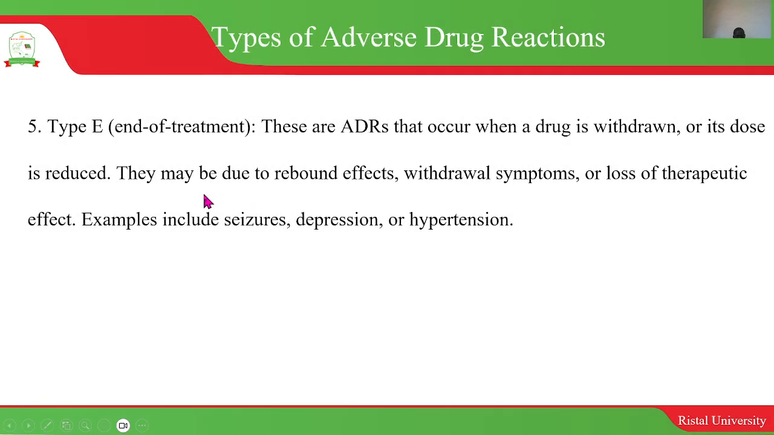Type E, we said, is end of treatment. These are effects that occur when a drug is withdrawn or its dose is reduced. They may be due to rebound effects, withdrawal symptoms, or loss of therapeutic effect. Examples include seizures, depression, or hypertension.